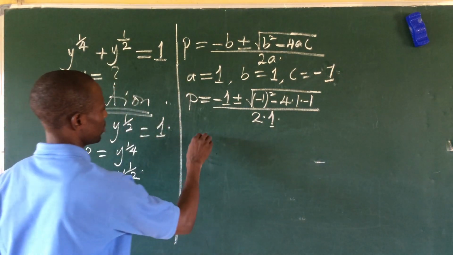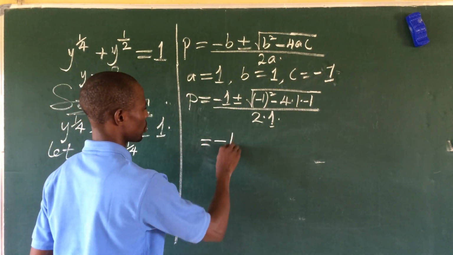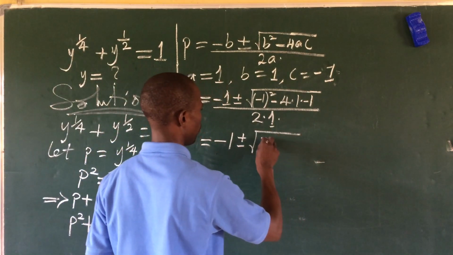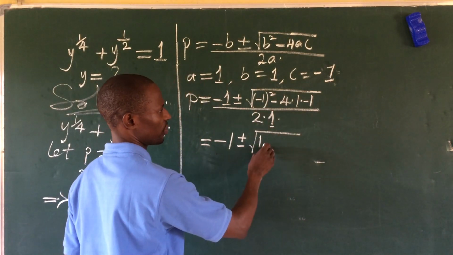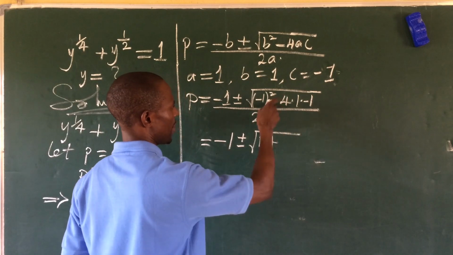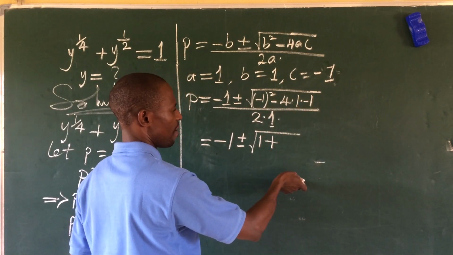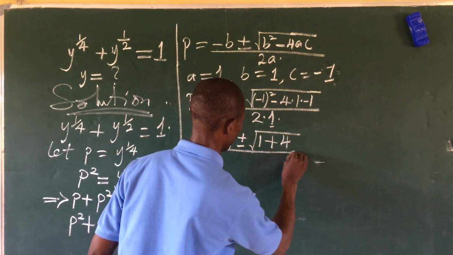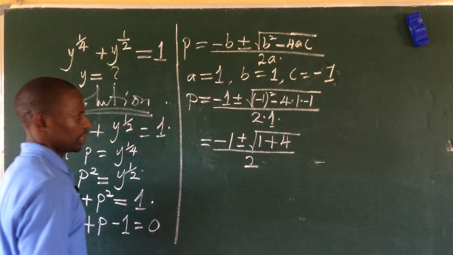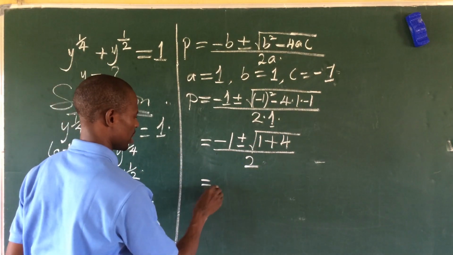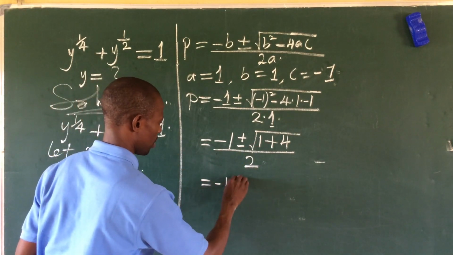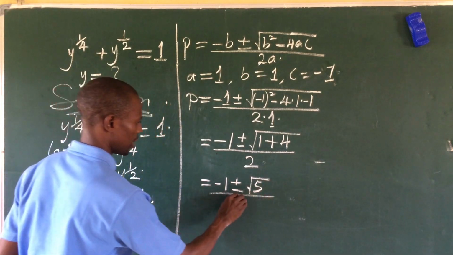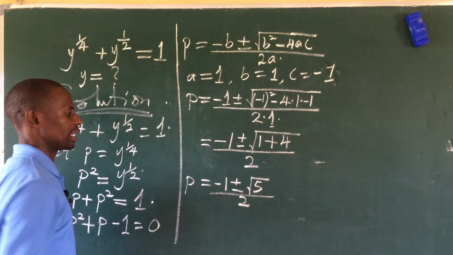So if we multiply out, this will give us minus 1 plus or minus the square root of 1, because minus 1 squared gives 1. There, minus times minus gives plus, so here we have 4, all over 2. If we add these up, this will give us minus 1 plus or minus the square root of 5, all over 2. So this is the value of our p.